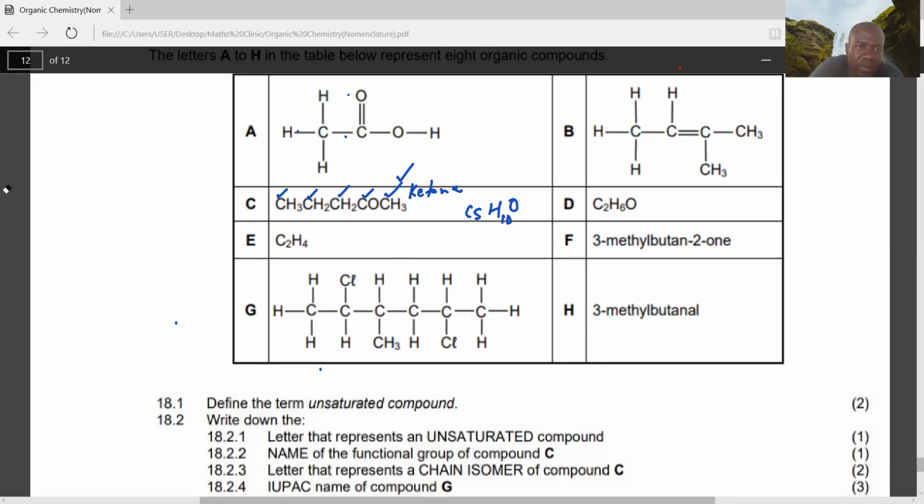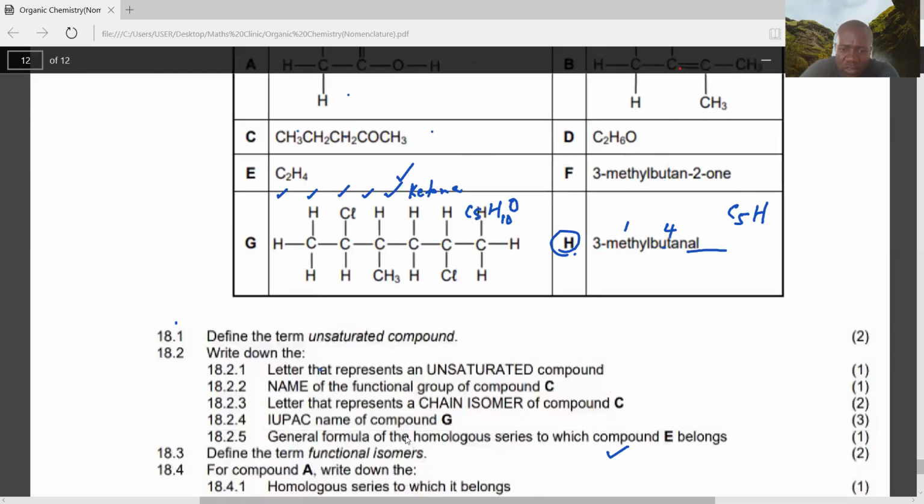Let's look at the one. Remember, if it's a chain isomer, they must have the same molecular formula and the same homologous series, actually. Now if you look at this, butan-2-one is also a ketone, but it's 4, and meth is 1, so this becomes C5. Obviously this and this, it will be F. The answer is F, the chain isomer of compound C. Next, the IUPAC name of compound G, you have to name compound G. Then, the general formula of the homologous series to which compound E belongs.